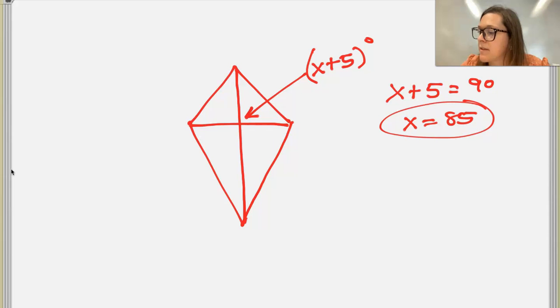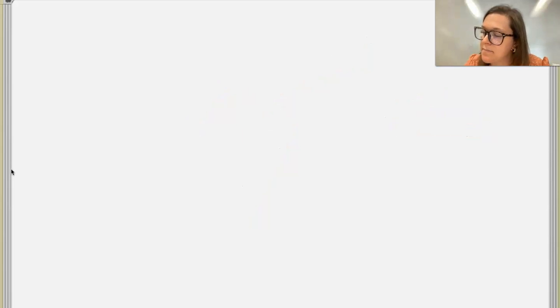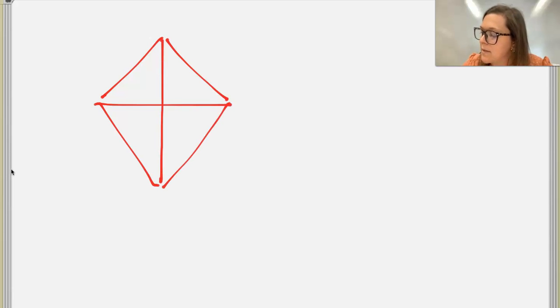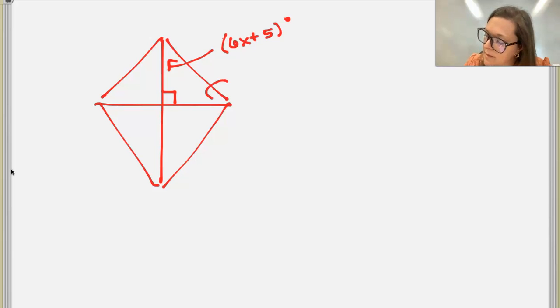Okay. Go back to another kite. Let's stick with our perpendiculars for now. So I know that this is a right angle. If this angle right here, let's say, was 6x plus 5 degrees, and this angle here is 3x degrees, how would you solve for x?